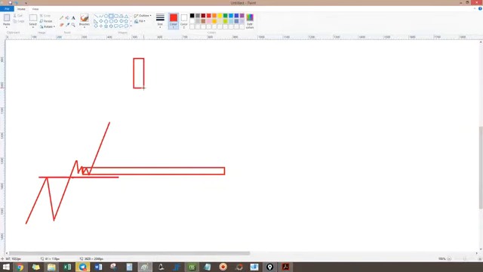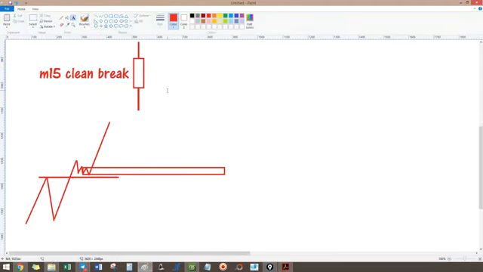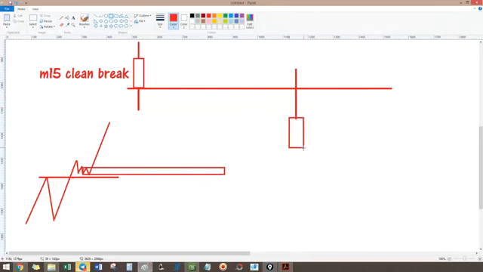Like this. If this is the M15 clean break you're using, you need to wait until the M15 candle closes. Okay. M15 candle rejection, and then it closes, and then you can enter your trade.